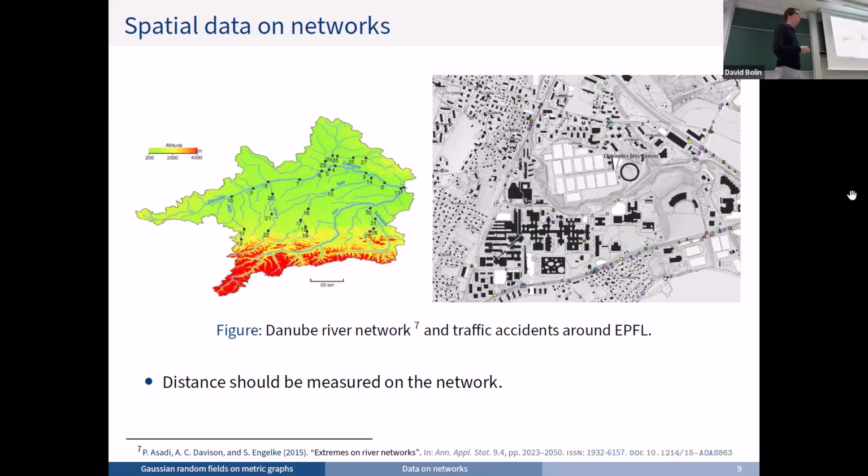And if you think about correlation of the process at two locations, that correlation should be measured in terms of the distance on the network, right? Because you could have one location here and one location here that are close in Euclidean distance, but very far in river distance. And you could have the same thing with roads: lanes in different directions might have very different traffic behavior at a certain time. So it doesn't make sense to model the correlation in terms of Euclidean distance in this case.